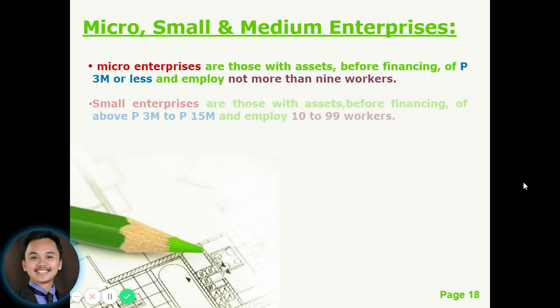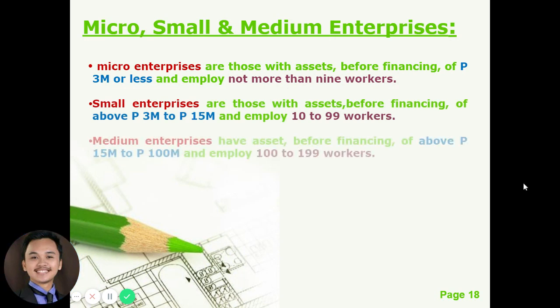To continue, we also have micro, small, and medium enterprises, or SME. So when we talk about micro enterprises, these are types of organization with assets before financing of 3 million or less and which employ not more than 9 workers. So if the assets of a business are only 3 million or less and its employees are not more than 9, then it belongs to the category of micro enterprises.